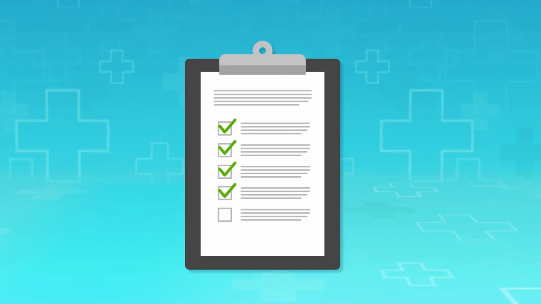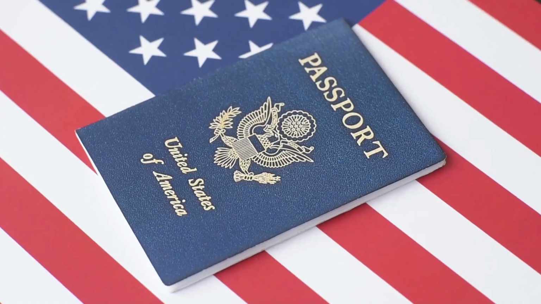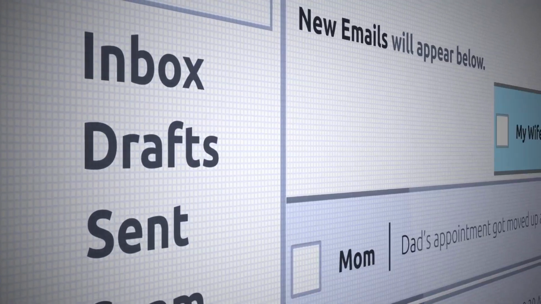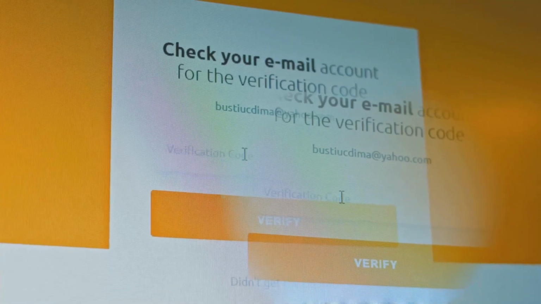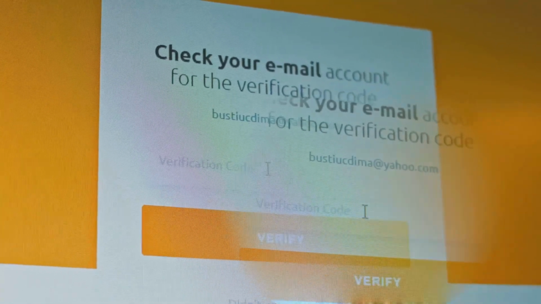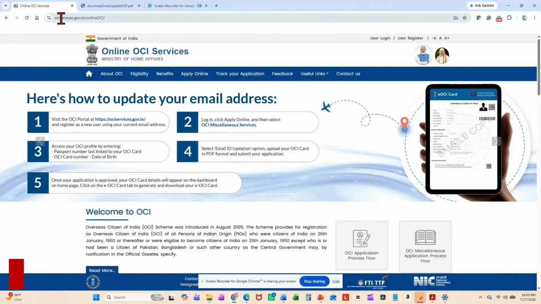Before we begin, keep these items ready: your physical OCI card, your current passport, access to your registered email address, your OCI number, your passport number, your date of birth. If your registered email is no longer active, don't worry. I'll explain how to update it later in the video.